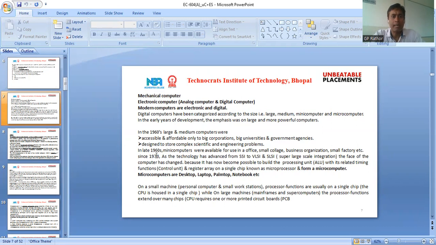In the late 1960s, many computers became available for use in offices, small colleges, business organizations, small factories, etc. Since 1970, as the technology has advanced from SSI to VLSI, the face of the computer has changed, because it has now become possible to build the processing unit with its related timing function, that is control unit, and register array on a single chip known as microprocessor, that forms a microcomputer. Microcomputers may be desktop, laptop, notebook, etc.